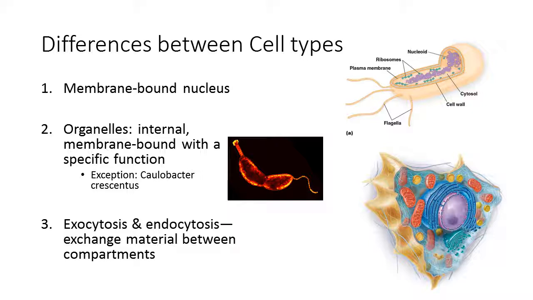The third criteria, exocytosis and endocytosis. This is exchange of material between compartments. So clearly up here, if you don't really have compartments, that's not going to happen quite as much as something down here where you can send material, say, from your endoplasmic reticulum to your mitochondria.